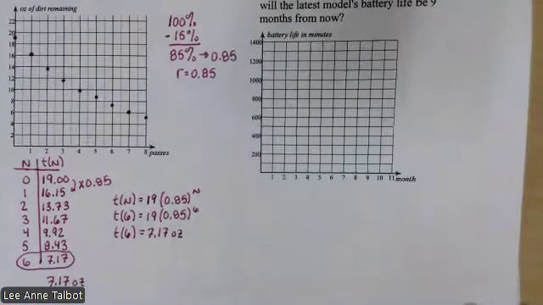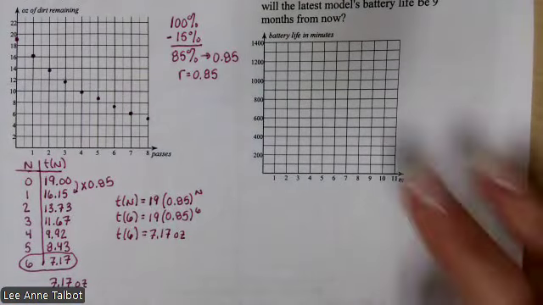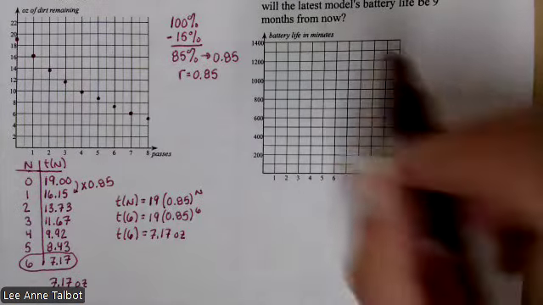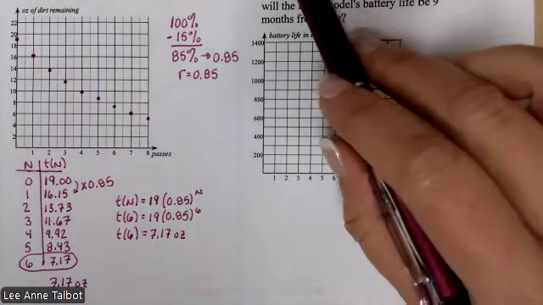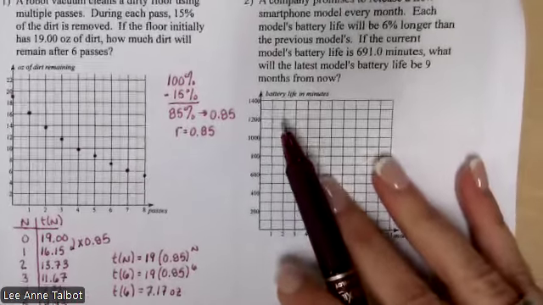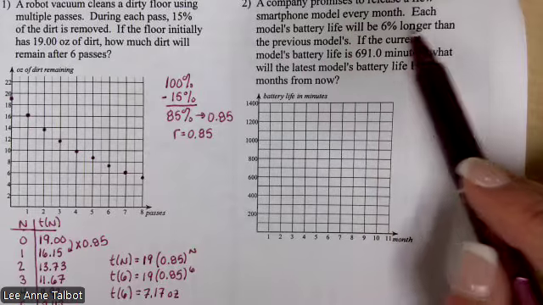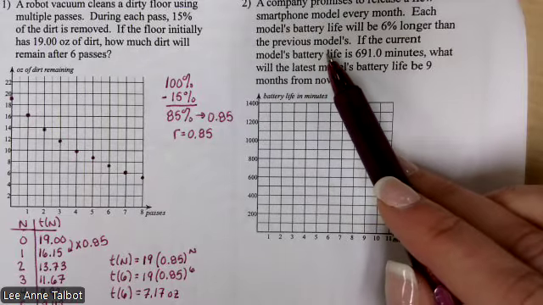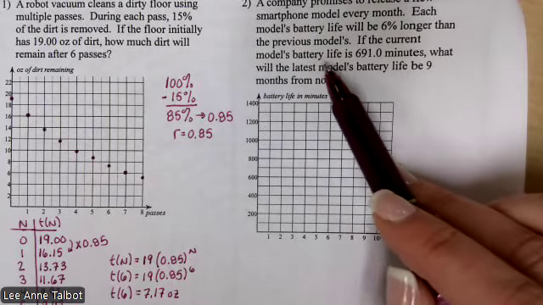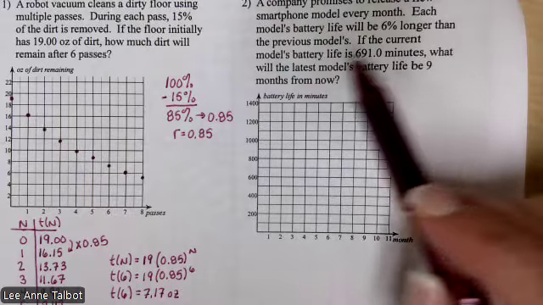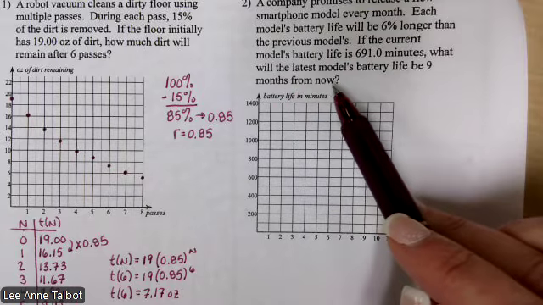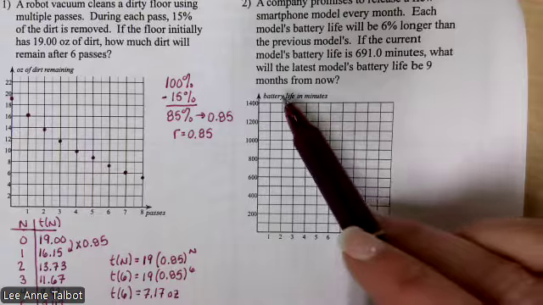Okay, now we're going to do number 93, which is number 2. Okay, a company promises to release a new smartphone model every month. That's kind of crazy, but okay. Each model's battery life will be 6% longer than the previous models. If the current model's battery life is 691 minutes, what will the latest model's battery life be 9 months from now?